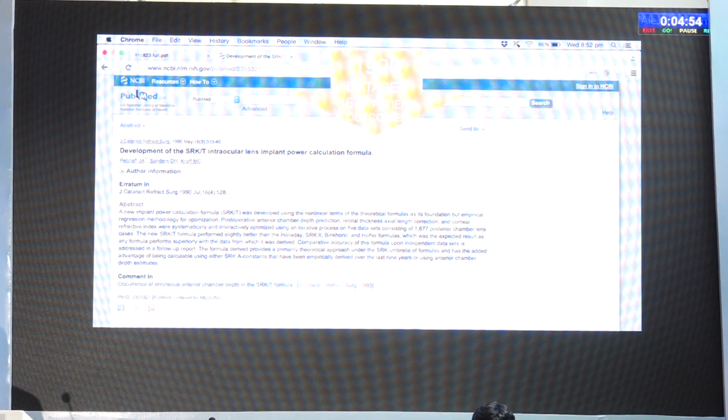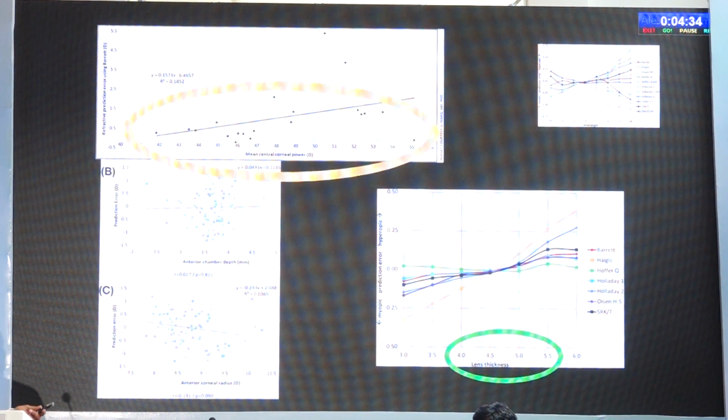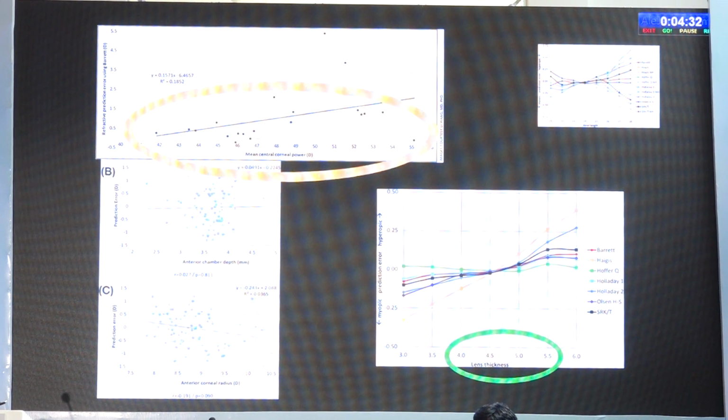The SRK-T that many of us were using till 15 years ago was first described in 1990, based on a small data set of 1,677 patients. Imagine, 35 years ago, a very small group of Caucasian eyes were used to optimize SRK II and T. But many of us are still depending on that. So if we cannot get perfect results that way, the modern formulas try to optimize every bit.